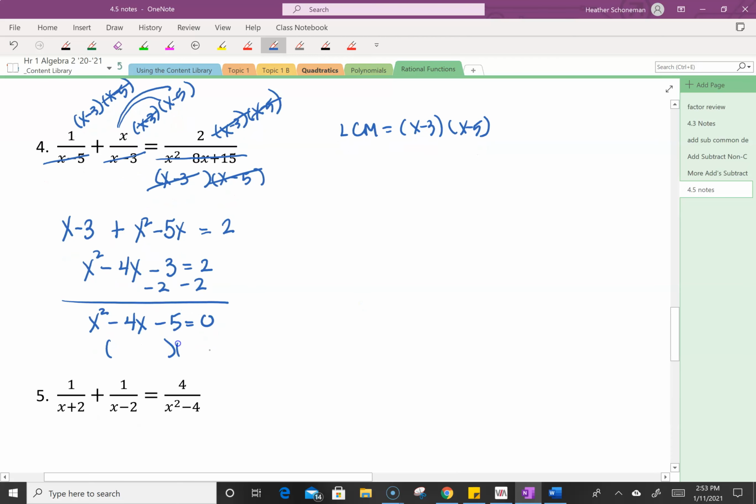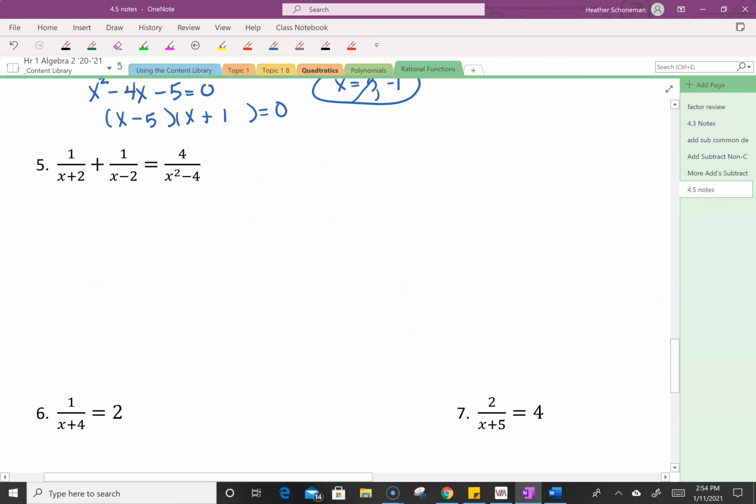So now when I factor, I'm going to get x, two numbers that multiply to -5 and add to 4 would be -5 and 1. So x equals 5 and -1. But I need to check to see if any of them are extraneous. If I plug in positive 5 to that first fraction, 5 minus 5 is 0. That doesn't work, so only -1 is going to work.